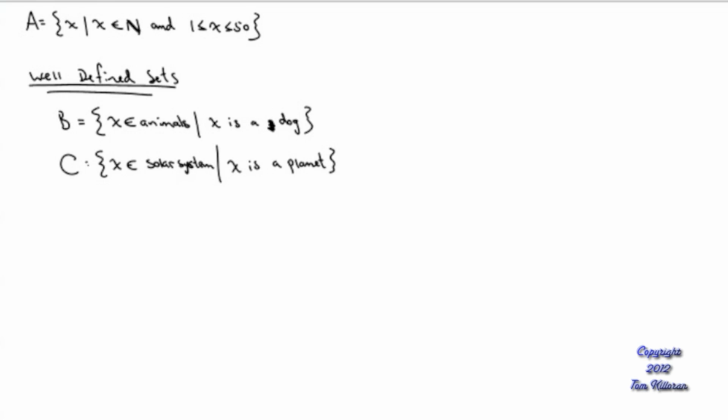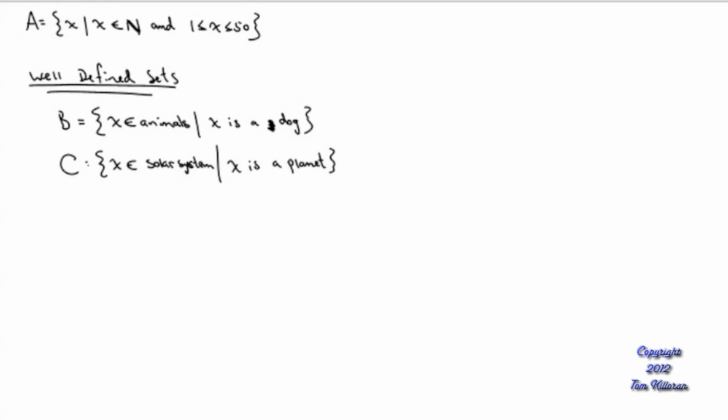Now, if you're talking about the solar system, you're talking about anything that goes around the sun, anything that has an orbit with the sun as its focus. Or you could think of it as its center, but it actually is its focus. Now, one of these sets is well-defined, the other one is not.